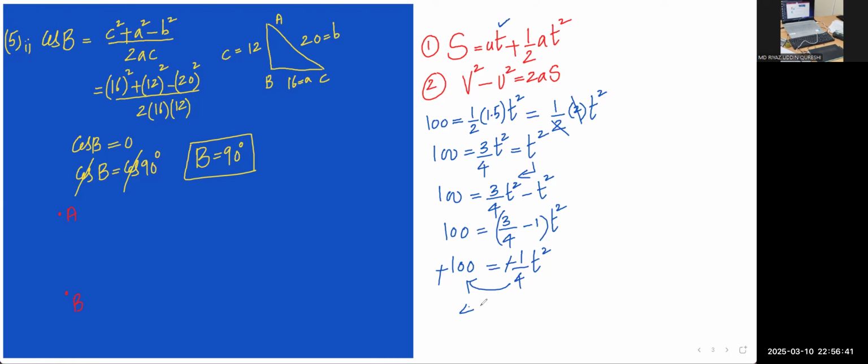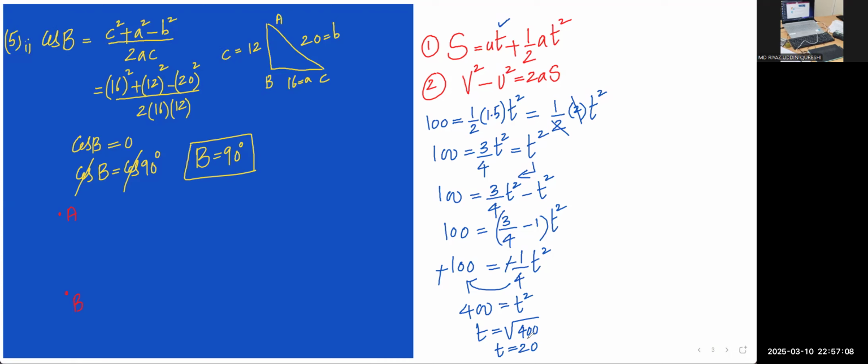400 is equal to T square. Then T is the square root of 400, which means how much? T is equal to 20 seconds. First relation we got it: the distance that car B travels before it takes over car A.